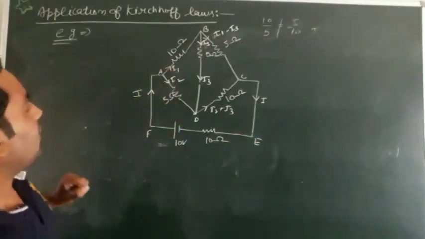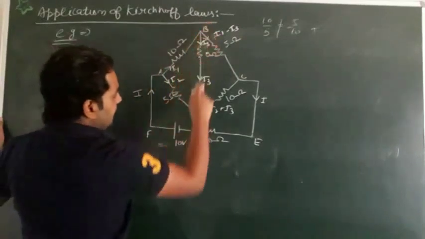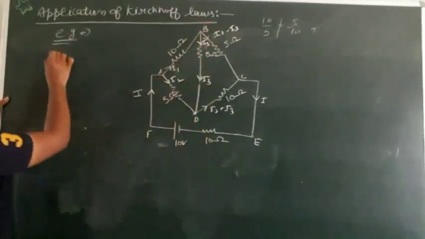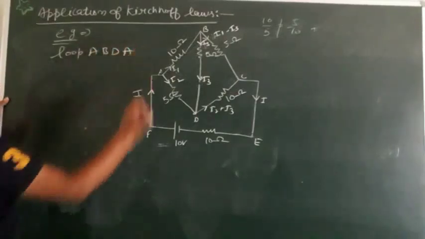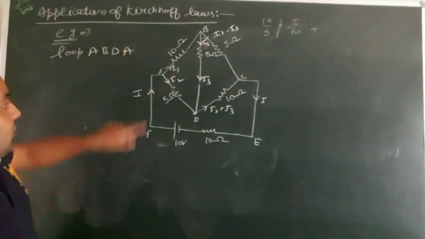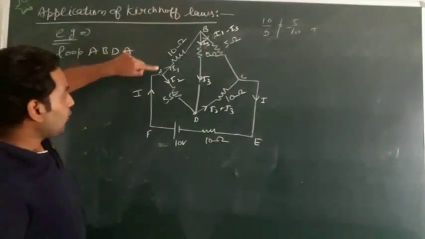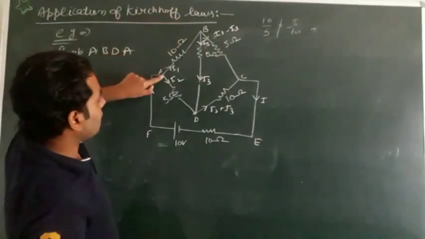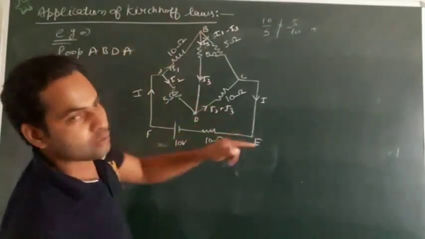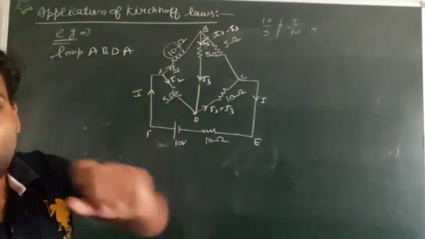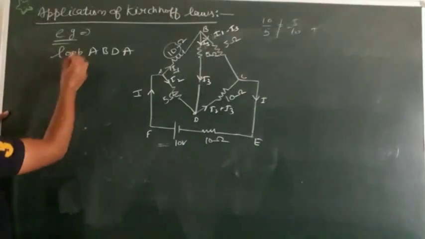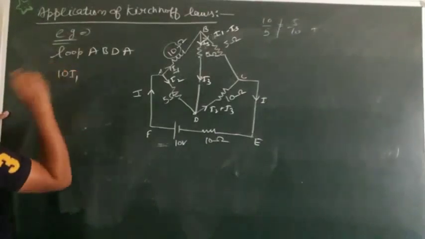First I select the loop, named ABDA. First we move from A to B. When we move from A to B, the direction of current is also A to B, the same as the loop. So the product of this resistance and that current is taken as positive. The value comes out to be 10I1.